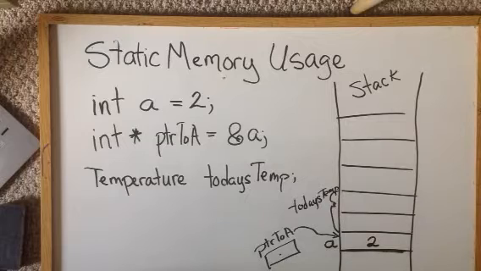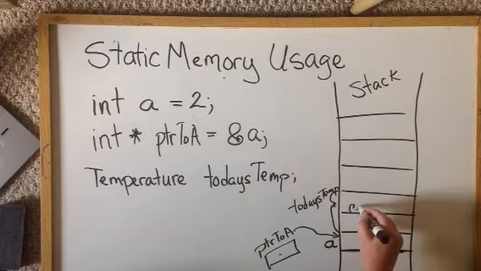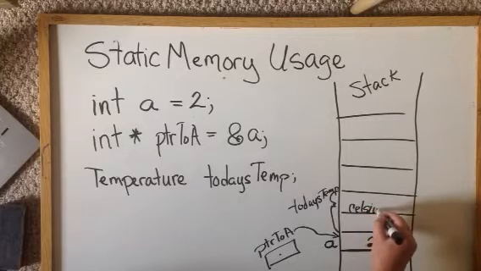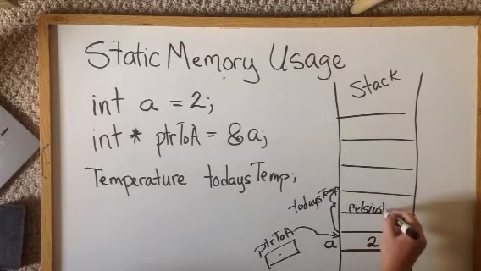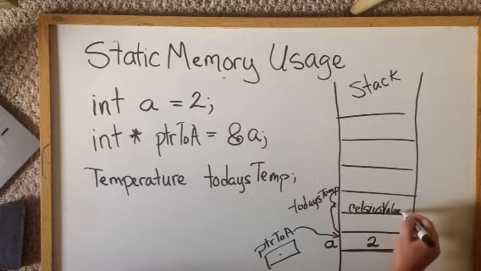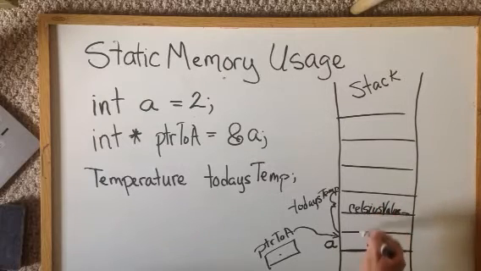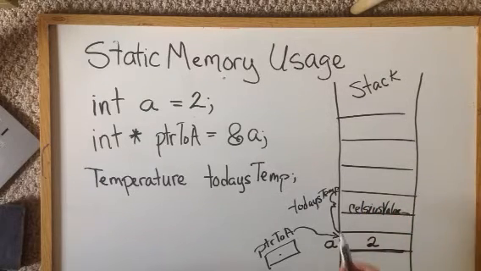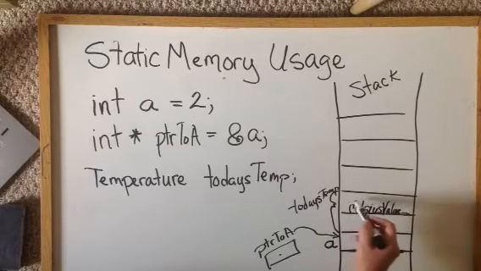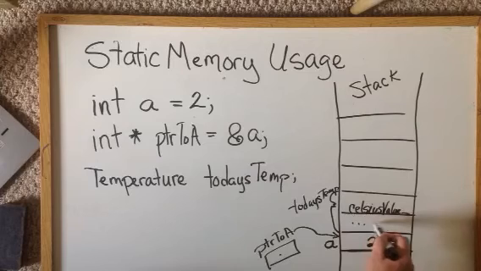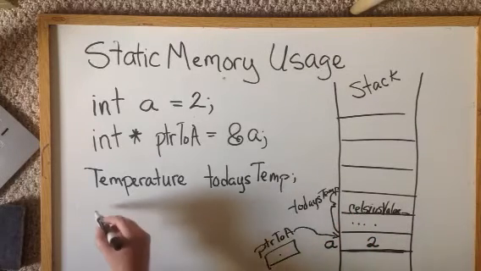What's actually being held in the temp? I think we stored a Celsius value, or something close to that. If there had been another data member in there, then that would also be stored there. So when we go to today's temp and find the Celsius value, it's going to be here. And if there was any other data, that would also be stored on the stack.